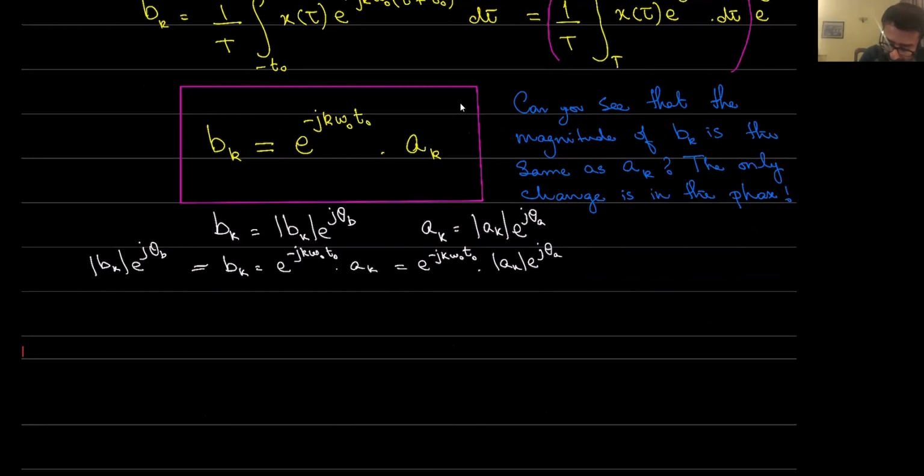Now you just compare this thing here with this thing here. I know both of them are equal, right? I also know that the absolute value of AK is equal to the absolute value of BK, right? So this cancels, right? So this implies that theta B equals theta A minus k omega naught t naught. Okay, Razi?